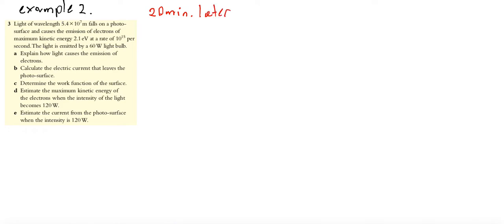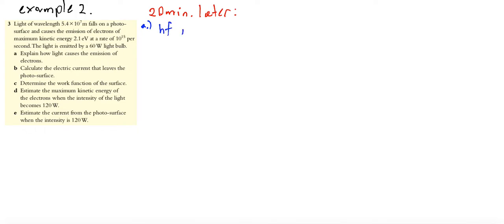Okay, so after 20 minutes, let's check your answer A. Explain how light causes the emission of electrons. First of all, you have to write that light is a stream of photons. Each photon has energy h times f.